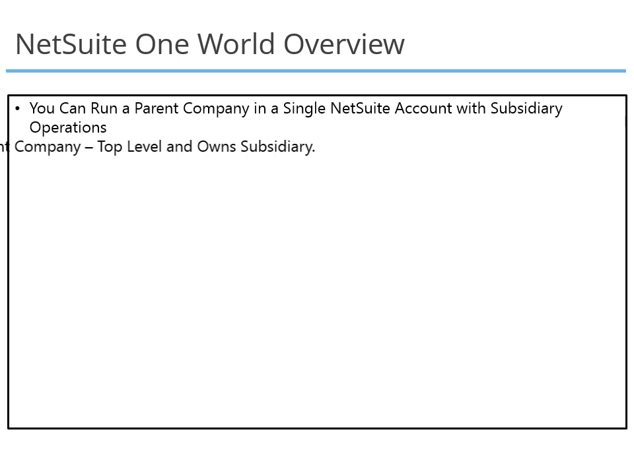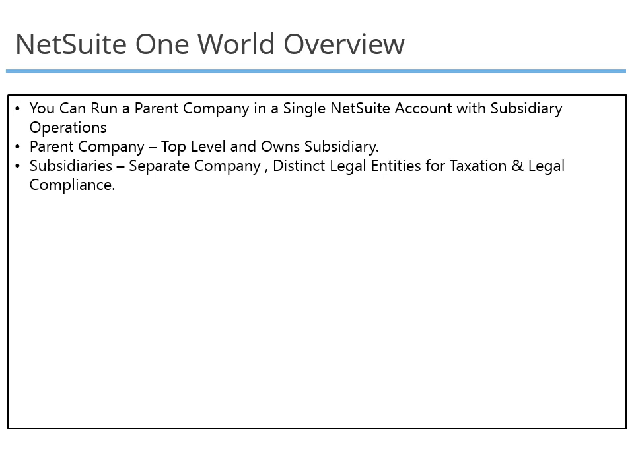The parent company is the top level of the organization structure and it owns subsidiaries. Subsidiaries in NetSuite One World are separate legal entities for the purpose of taxation and statutory requirements. The subsidiaries can be domestic or international operations for the parent organization. NetSuite supports a subsidiary-specific currency for business. This becomes the base currency for the subsidiary, and the accounting books for the subsidiary are maintained in this currency.